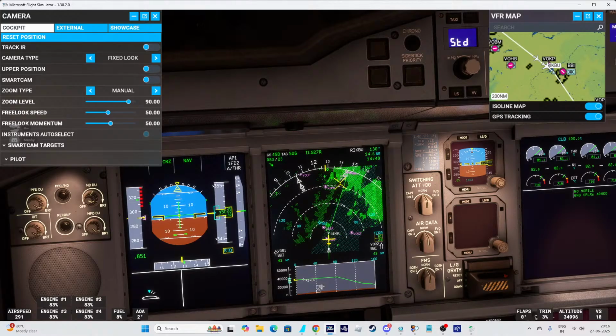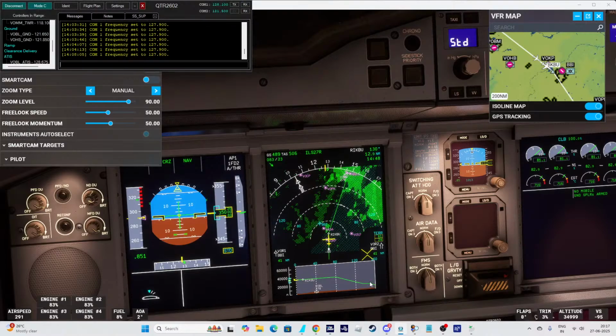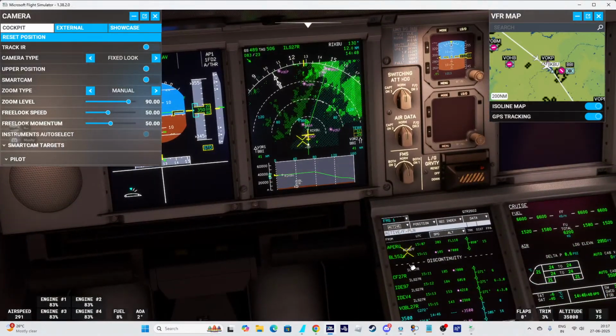You have to read back when he's free. Alpha November, you didn't read 090 back. Where are you, sir? Wait, what do you want me to read back? Yeah, inbound, cleared RIKBU 7 Foxtrot, runway 27 left. But that's only if you can land on 27 left.